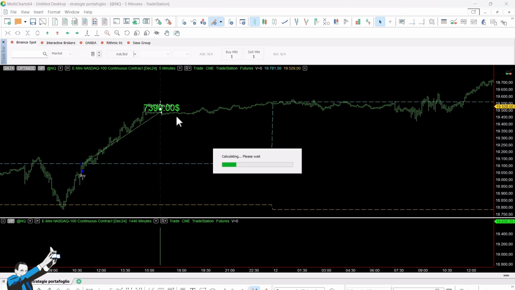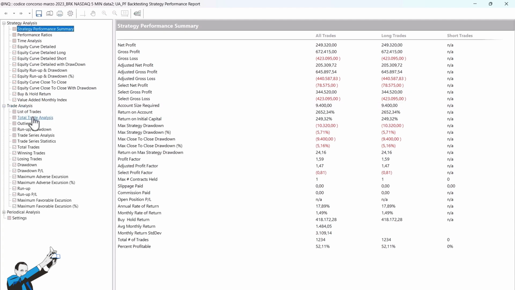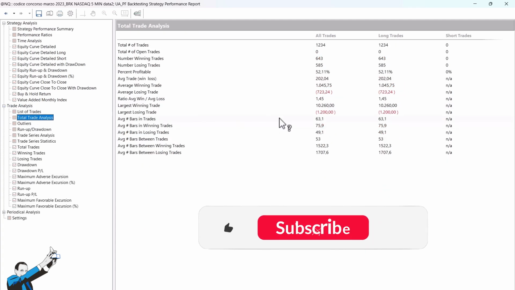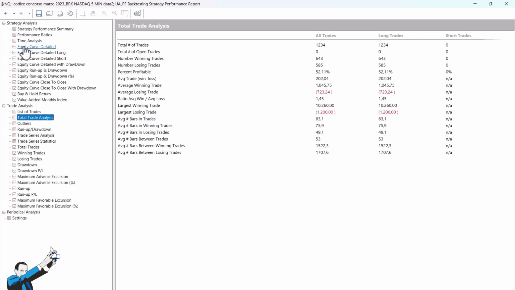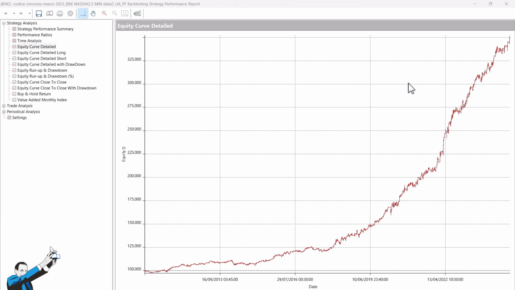As you can see, this strategy has generated about $250,000 in net profit from 2010 to the present, with a maximum drawdown of just over $10,000. The average trade is around $200, which is quite strong for an intraday strategy that only stays in the market for a few hours. Looking at the equity curve, you'll notice it's very steady, which is typical of many Nasdaq systems. Now let's move on to the second strategy, which is a bias system.